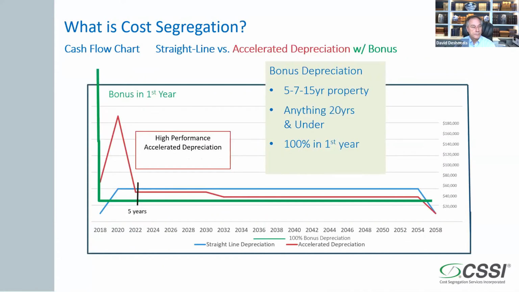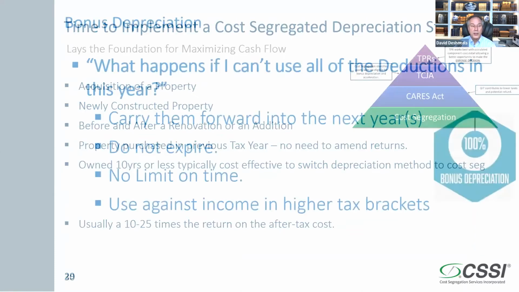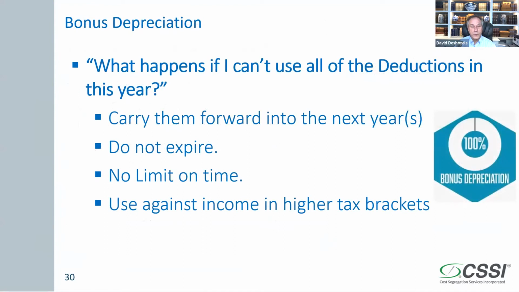So when's the best time to implement this strategy? When you've bought a property, a newly constructed property, before or after renovations or additions. A property purchased in the past, you can still do cost segregation on it. So if you've bought a building in the last 10 years, cost segregation still might be a strategy that works for you.